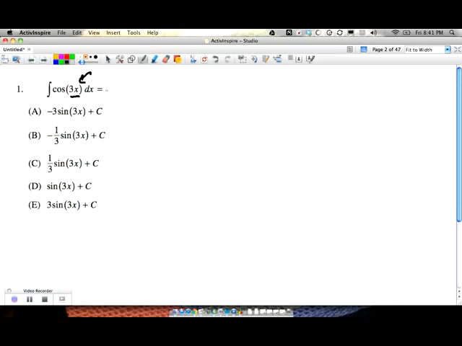It's a simple integration. Notice that we do have an embedded function here. Whenever you have a function within a function, or layered functions, it's good to think of u substitution just to keep it simple. So if we say u equals 3x, then du would be 3dx. And we know that the integral of the cosine of u du is just sine of u. The antiderivative of cosine is sine. And then we got plus c.